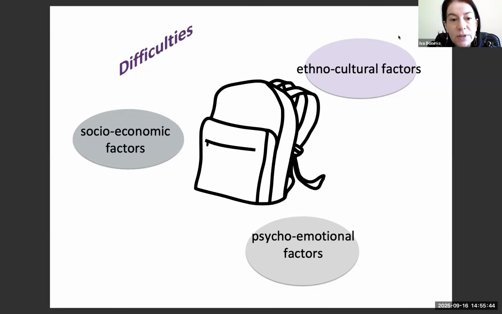And because the difficulties that every child faces in school are so varied, like socioeconomic factors, psycho-emotional factors, ethnocultural factors. We have two big minorities in Bulgaria. One is the Roma minority, which is also characterized with a very high poverty and unemployment levels, and Turkish minority.